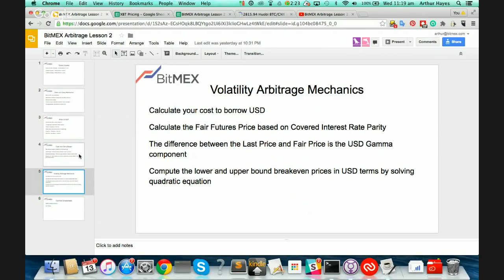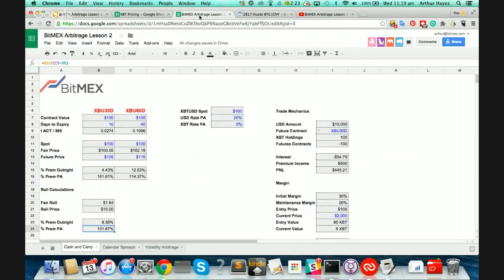And in this strategy, we can compute the upper and lower bounds of where the break-even price will be in US dollars for profit and loss purposes. And then we need to make a determination. Do we think the price will settle outside of those bounds by the time of expiry? If not, then we sell futures contracts versus spot and then wait. So let's go back to our lesson 2 spreadsheet.